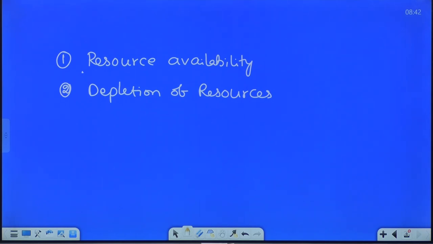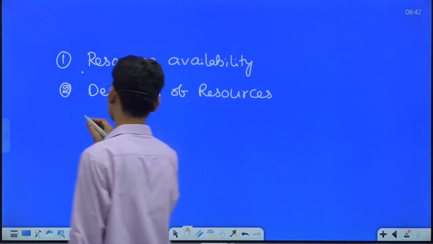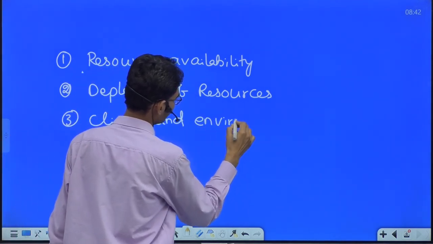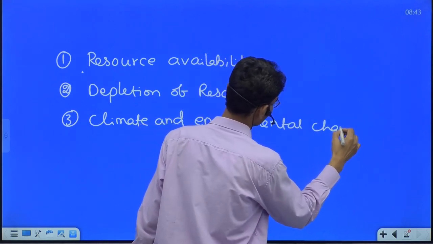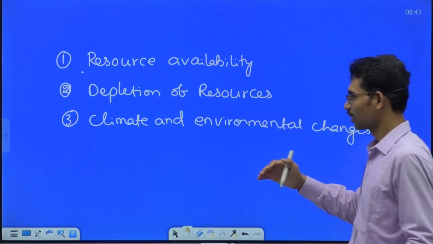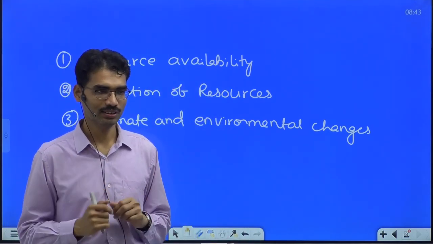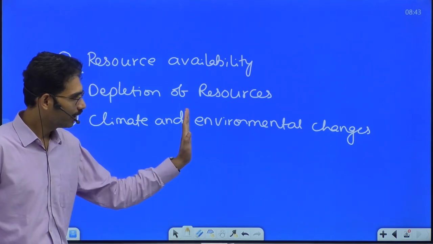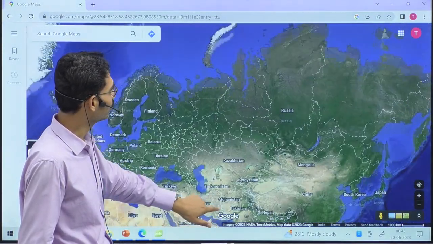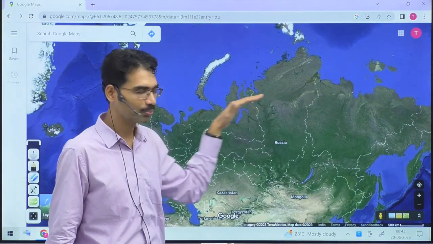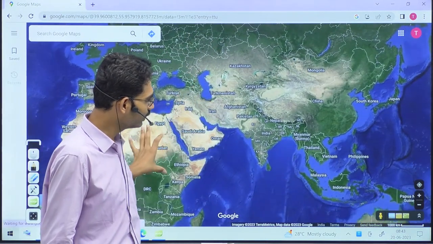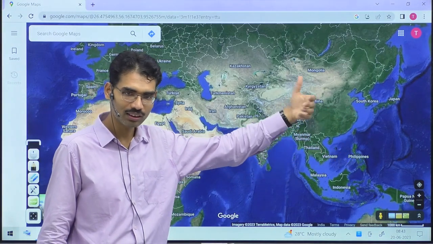Next one, climate and environmental changes. In fact, up to 10,000 BC, it was called the Ice Age, also called Pleistocene. And you imagine, in the Ice Age, surviving is very difficult. Today, in the Antarctic and Arctic regions, the population is very limited because of the very cold climate. But in the middle latitudes and in our area, population is very high because of the comfortable climate.